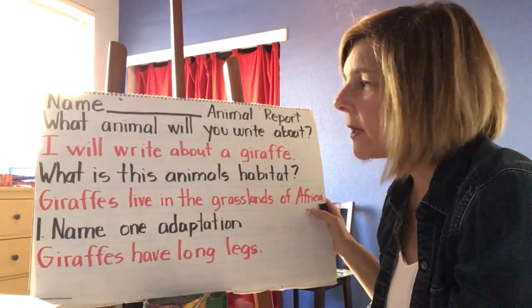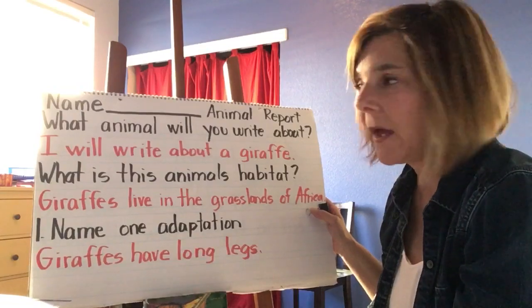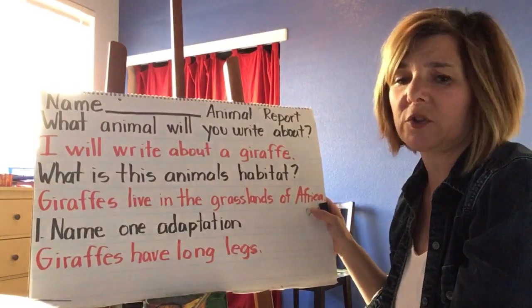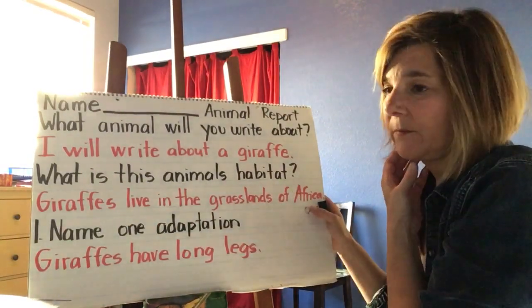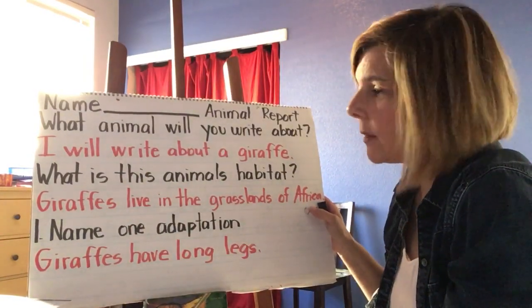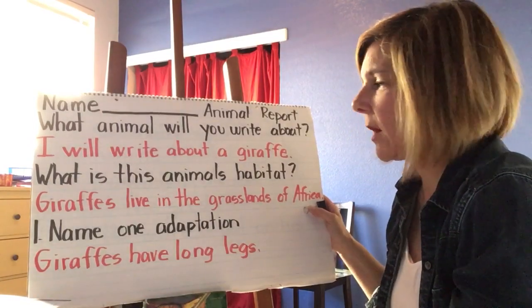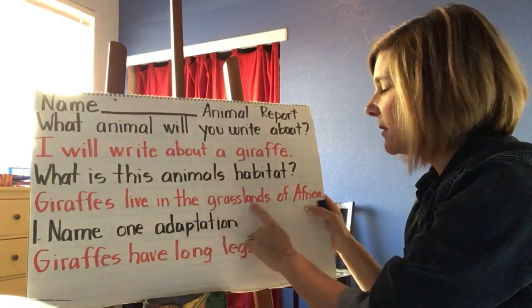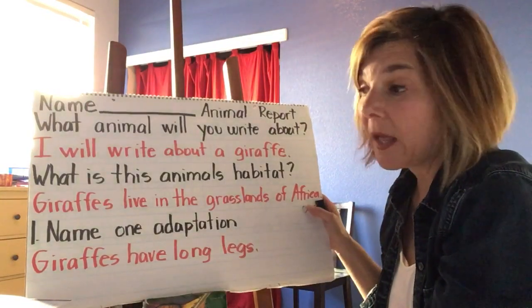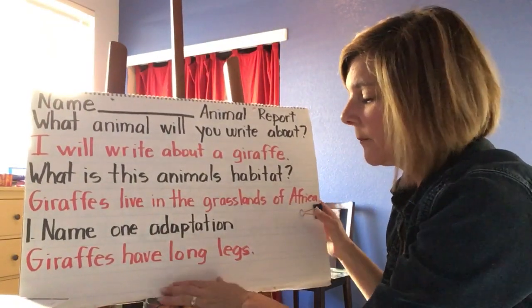Okay, we know how to write complete sentences, so think about that. Here's the next question. What is this animal's habitat? Well, where does your animal live? And here's how I answered that question. Giraffes live in the grasslands of Africa. And I had to look that information up.